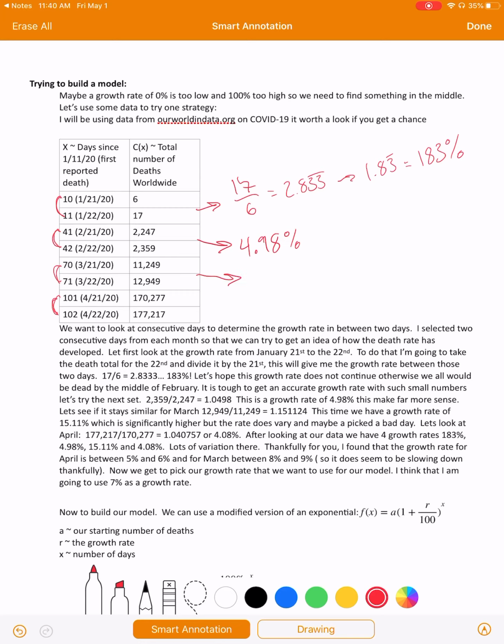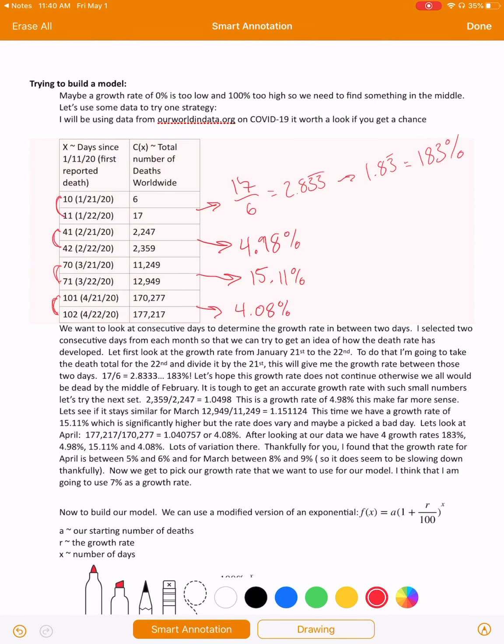If we look at the next 2 days, almost 1,700 more deaths. That growth rate is quite a bit bigger, 15.11%. And if we look at April 21st and 22nd, so pretty recently, about a week ago, our growth rate was back to around 4%.